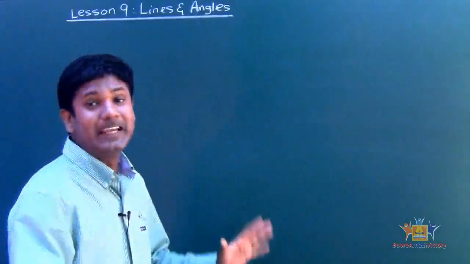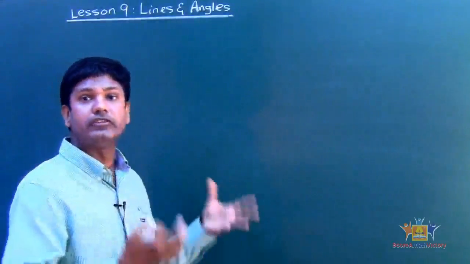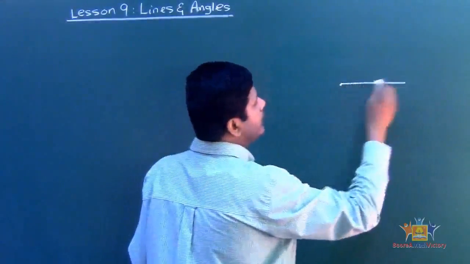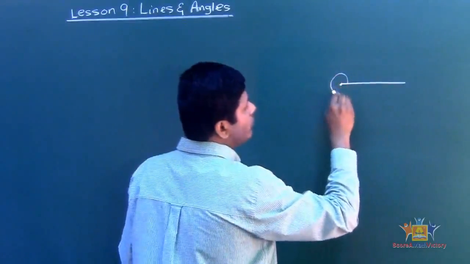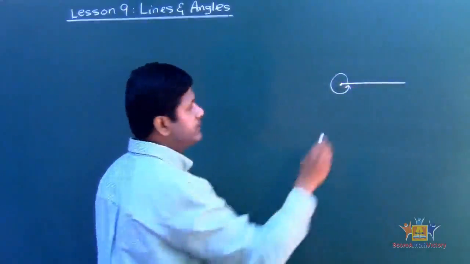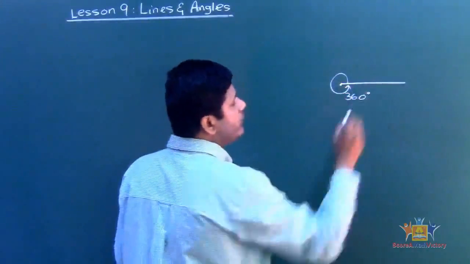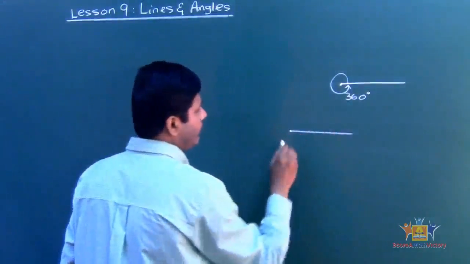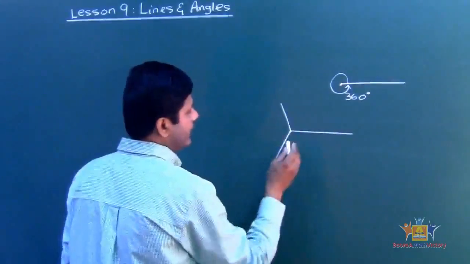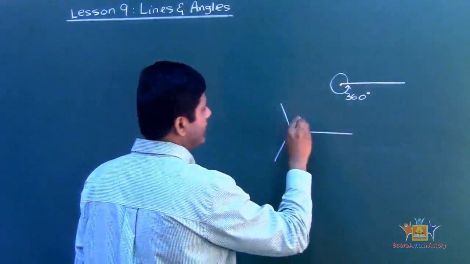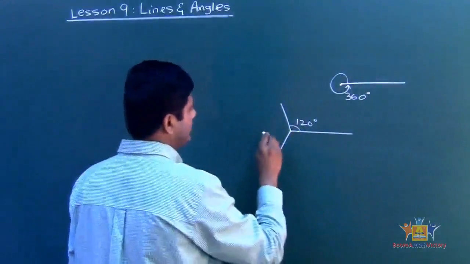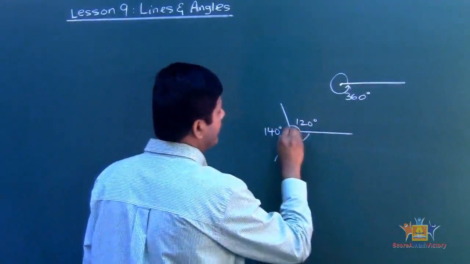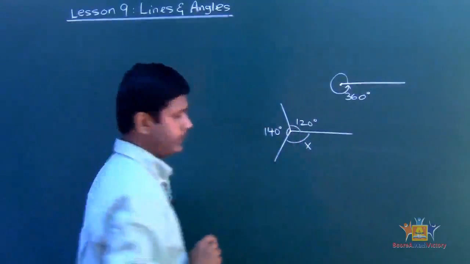Alright, my dear students, now let's deal with 360 degrees, okay? So we always start with a point and a line. And you know that for 360 you go all the way around, and that makes it 360 degrees. Now if I put sections to it, let's say I put a line, and this is a point, and then I start doing this. And I tell you this one is, let's say, 120 degrees, and this one is 140 degrees, and I want to find this angle right there. And I ask, what is x?